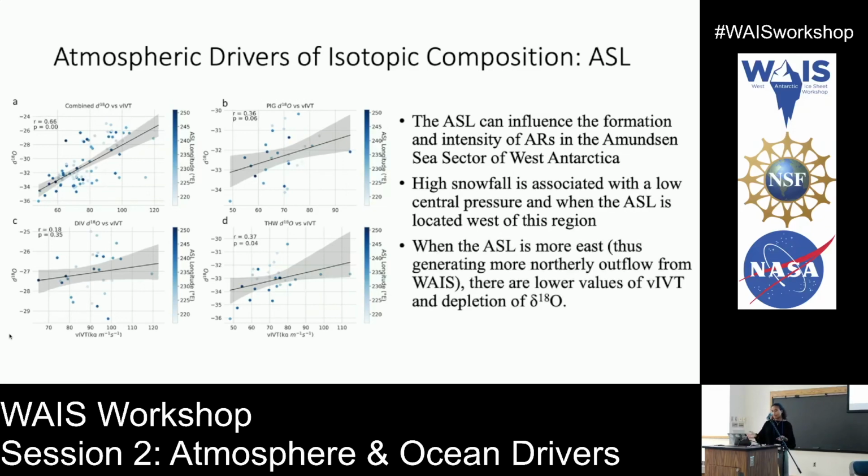So what we see with this, at least from looking at the composite record from these ice cores, is that when the ASL is more east, so generating more northerly outflow from WAIS, there's lower values of VIVT and depletion of delta 18.